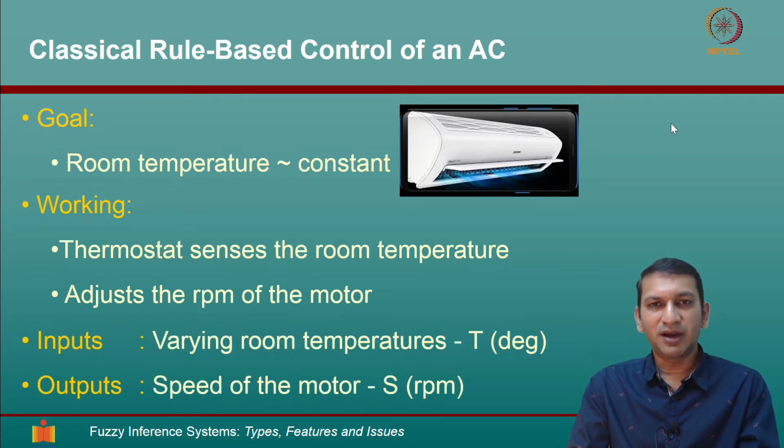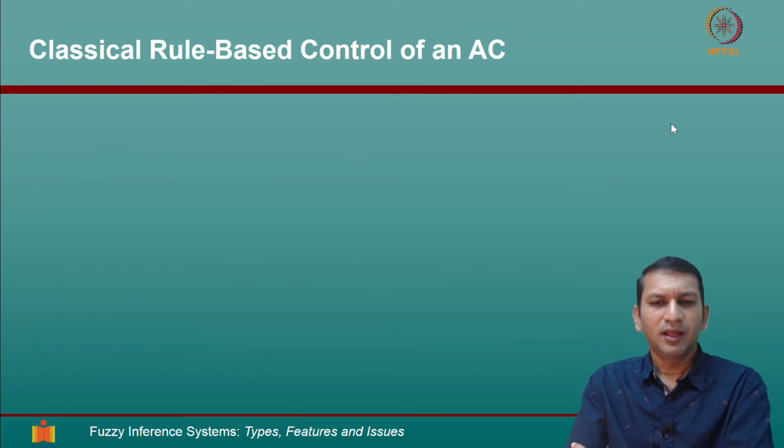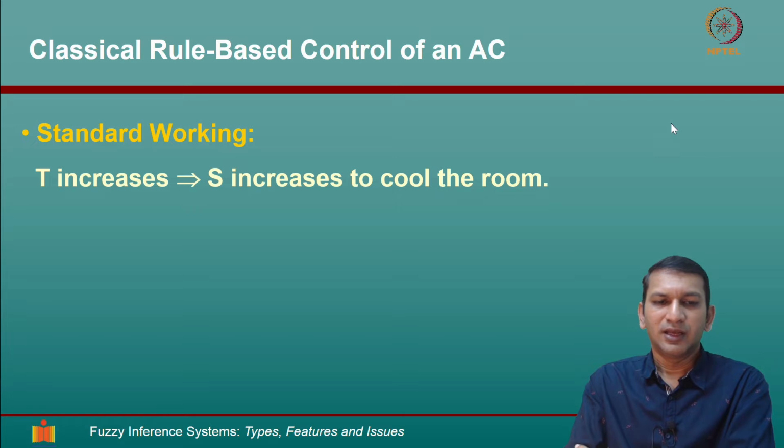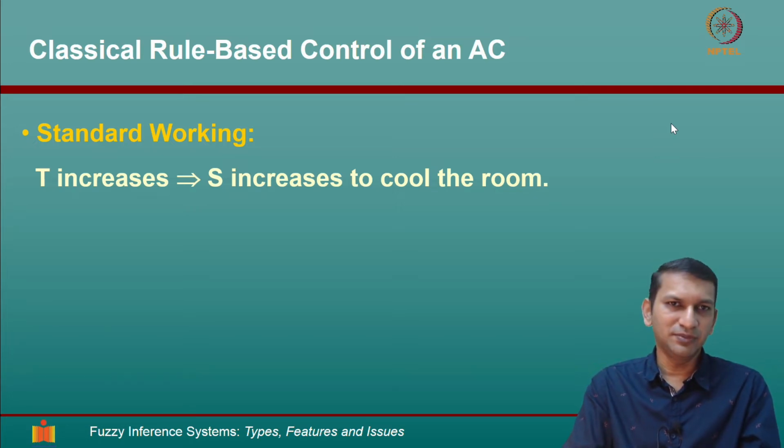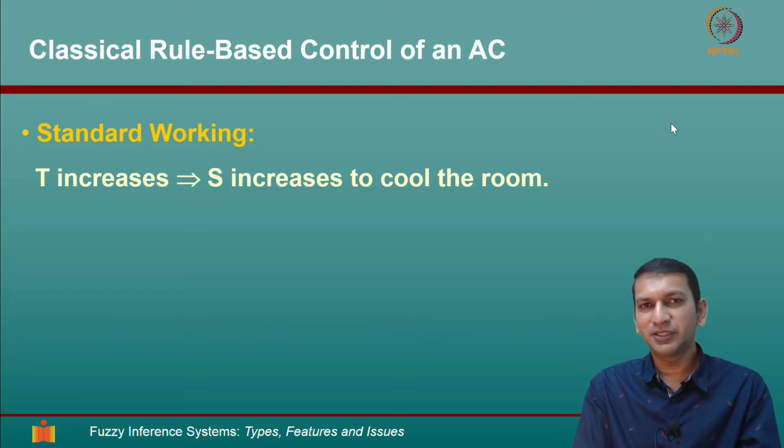So the inputs here are the varying room temperatures which the thermostat senses using some sensors, and the output is the speed of the motor, the fan speed, which it adjusts. So essentially, by measuring the temperature, we need to assign an appropriate fan speed for the motor. How would we do this? So if we were to capture it, there is a function behind the working of the system. So if T denotes temperature and S denotes the fan speed, then there's a function mapping between T and S. So you could say S is equal to F of T.